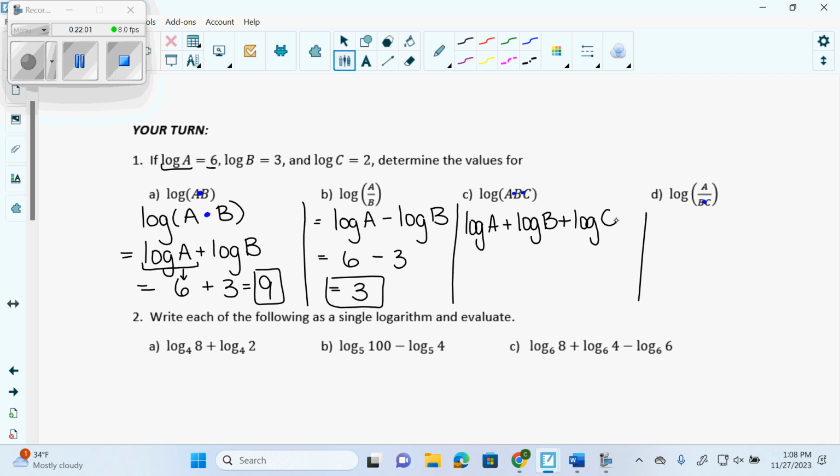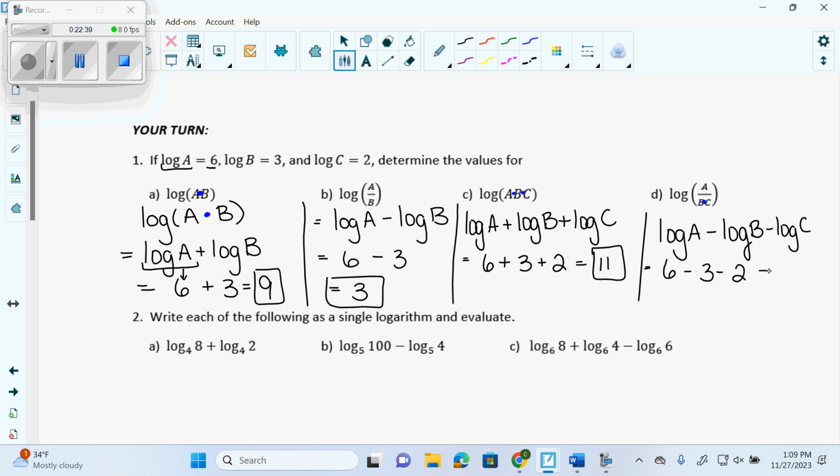So I'm going to get 6 plus 3 plus 2, which equals 11. And then D is log A, then what B and C? Minus log, and some people say, can't I just put log B and C together? Sure, but is there an answer for BC together with a log in front? No, so you have to separate them in order to plug back in. So we're going to get minus log B minus log C, and then log A is 6 minus 3 minus 2, which is 1.